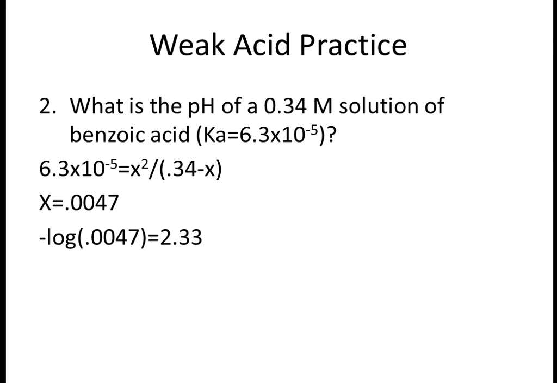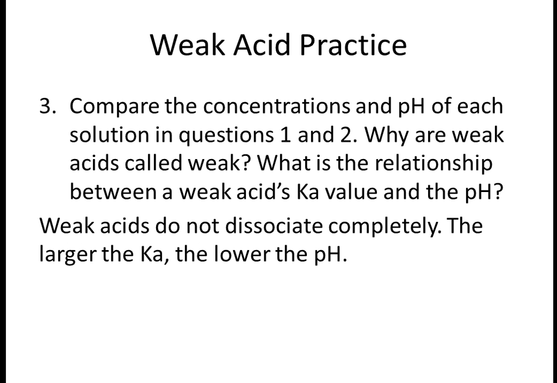For number 2, you have to do an equilibrium problem, because it's a weak acid. So you do 6.34 times 10 to the negative 5, which is equal to x squared over 0.34 minus x, and when you solve for x through your calculator or whatever, you get 0.0047, and then you just take the negative log of that number and you get 2.33.